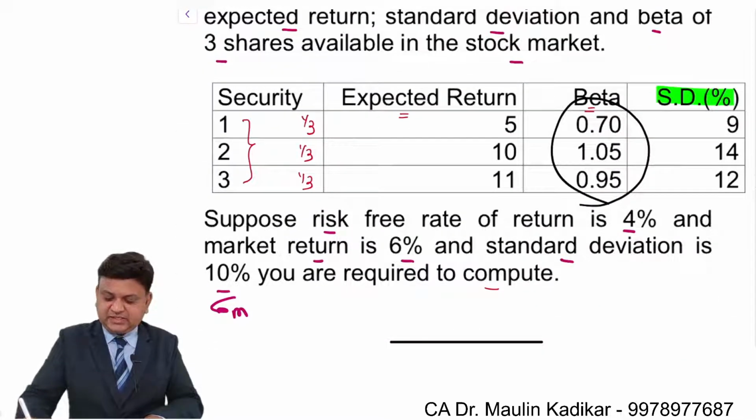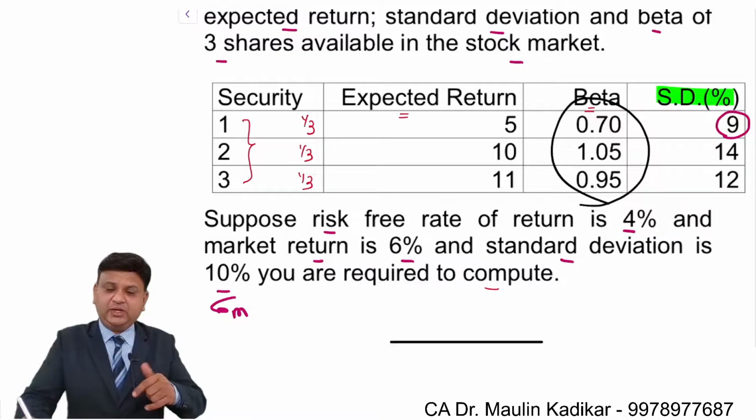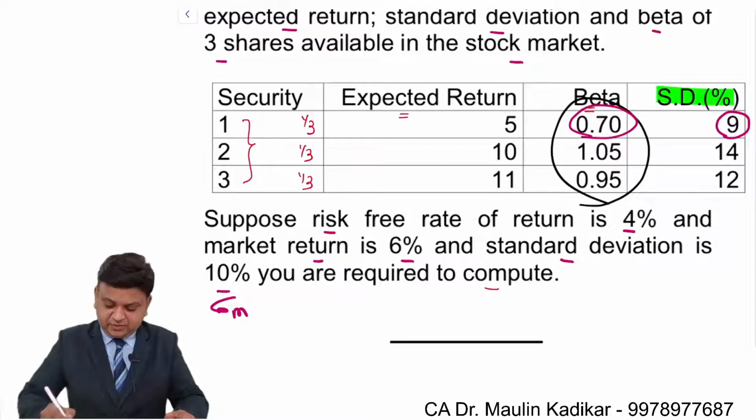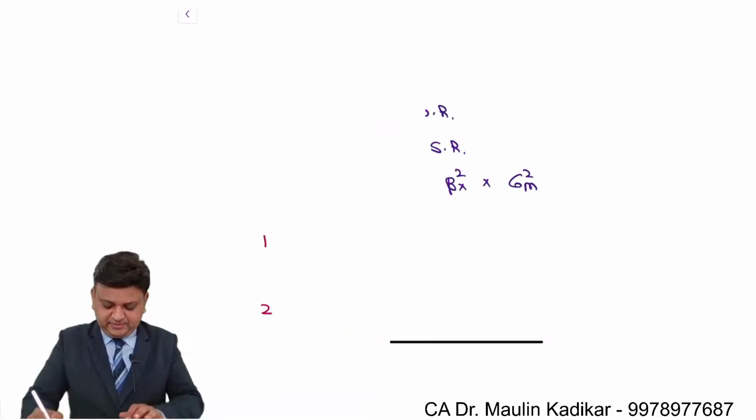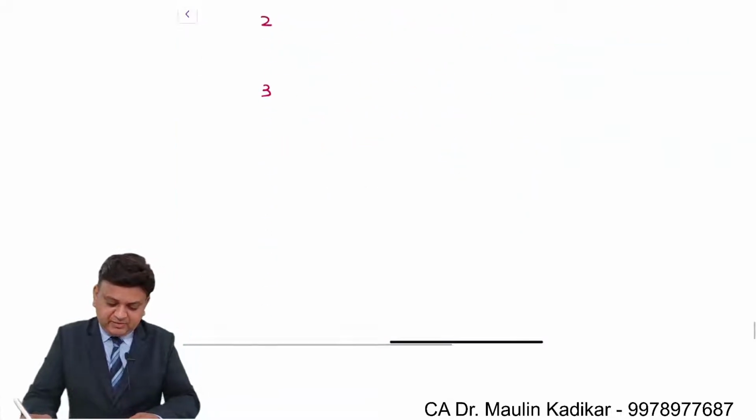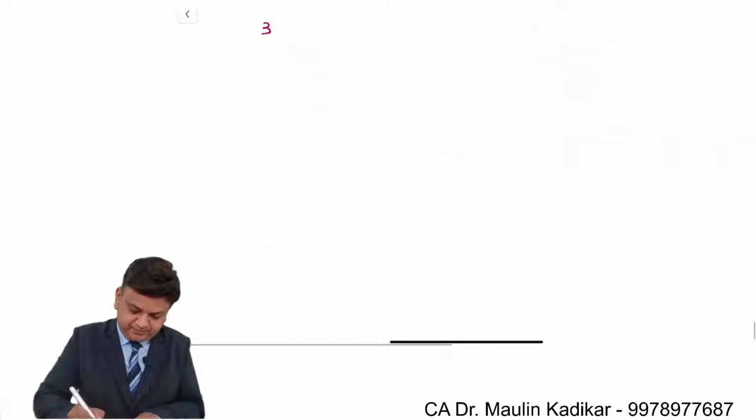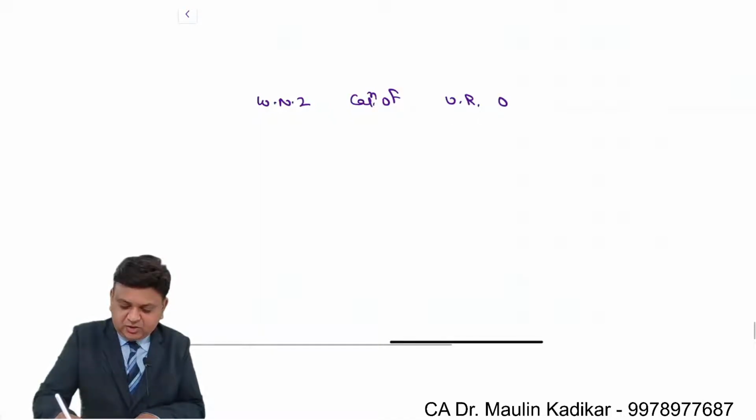We can see that the standard deviation is given 9. So square of 9 is 81, that is the total risk. Minus beta square, that is square of 0.70 into variance of the market portfolio, that is square of 10. This is the way we'll compute the unsystematic risk. That's fine, okay. Then we'll make the computation of working note number 2, calculation of unsystematic risk of portfolio.